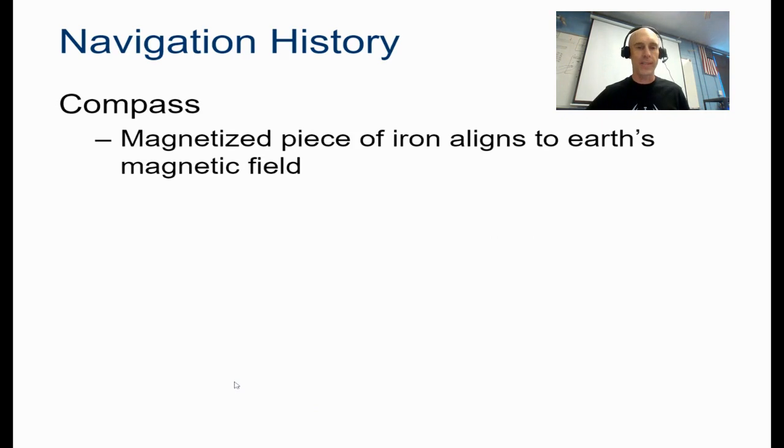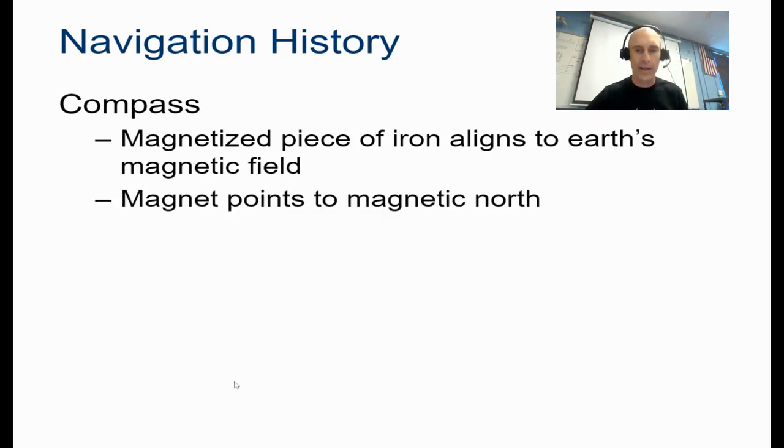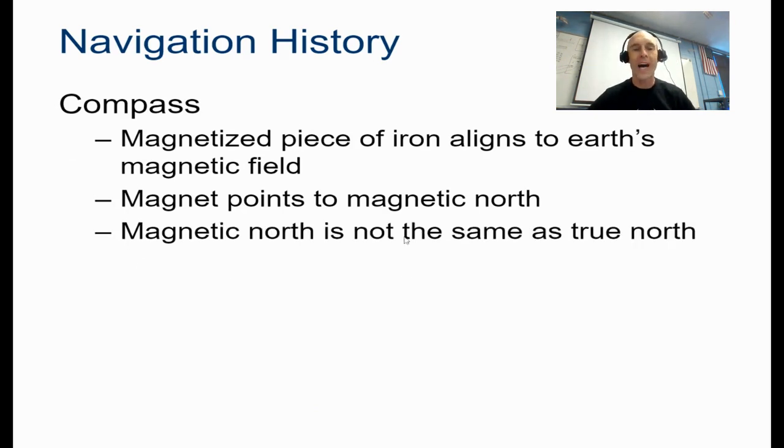Your compass. A compass is a magnetized piece of iron that aligns with Earth's magnetic field. I don't have a pencil icon here, so just listen in. The magnet points to magnetic north. It is not the same as true north, and so there is a deviation. And when you are navigating, you have to take into account that deviation. It can be a few degrees difference as you are navigating, and it's something that's important for pilots especially.